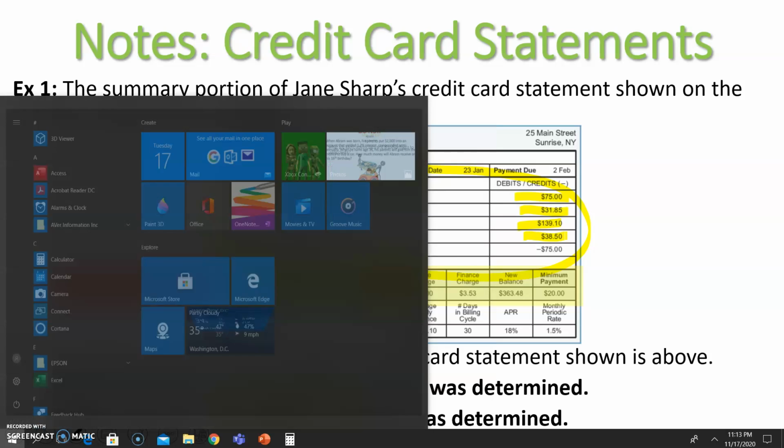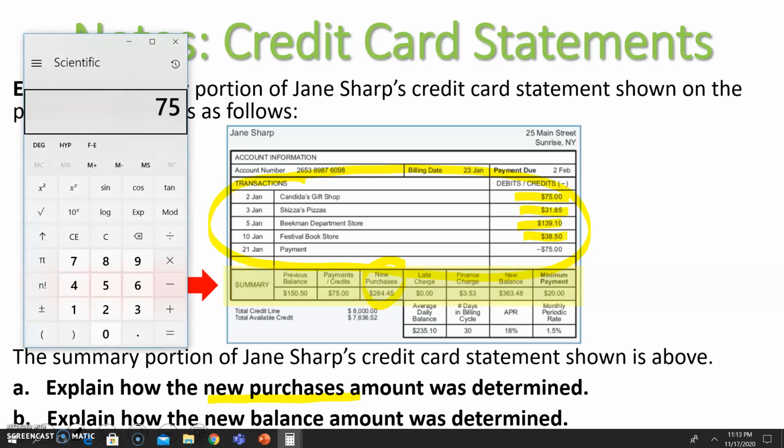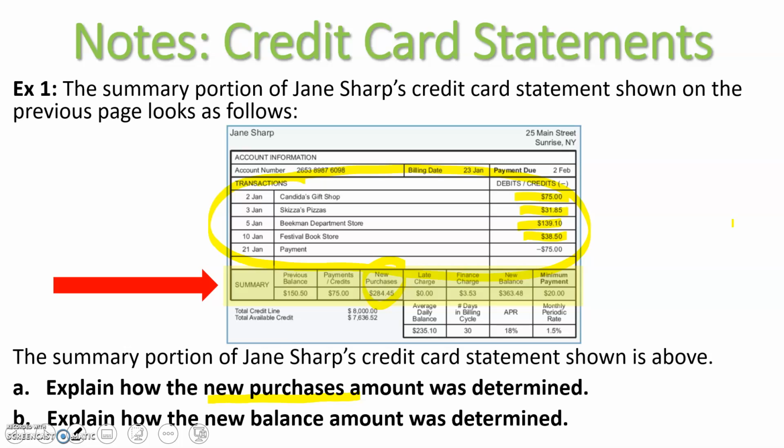So in order to get that total, we're going to take our calculator and take the 75, the 31.85, the 139.10, and the 38.50 and simply add them together. We can see that this 284.45 matches the 284.45 for new purchases. So the new purchases amount was determined by adding up all of the transactions that occurred during the billing cycle.